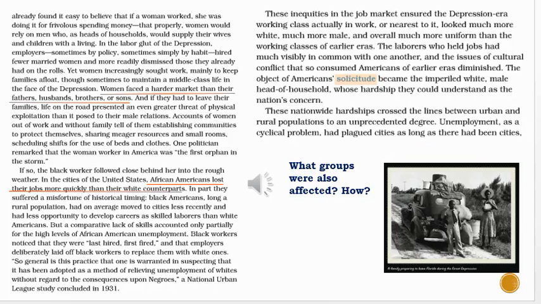The last slide contains a lot more text, but it all relates to the question, what groups were also affected? How were they affected? This is your last slide. Take some time to read it independently. Pause the lesson, answer the question, and then respond to the lesson questions.